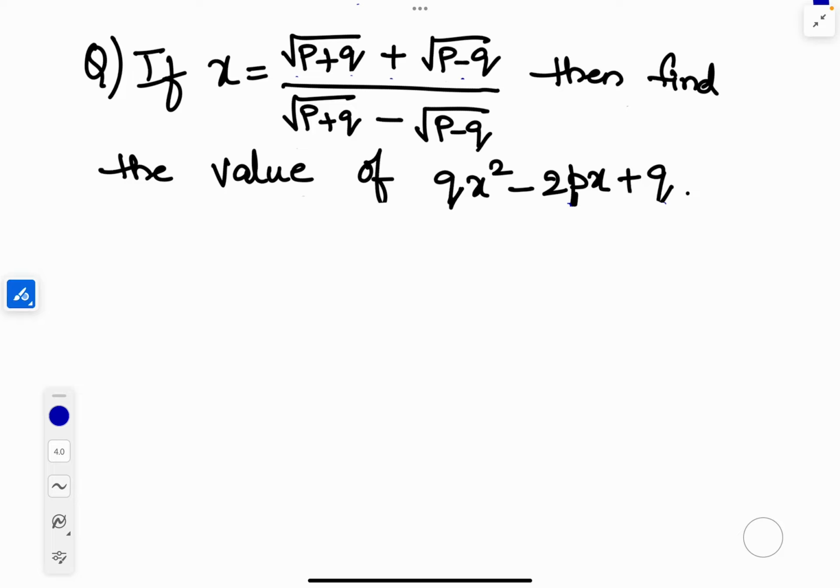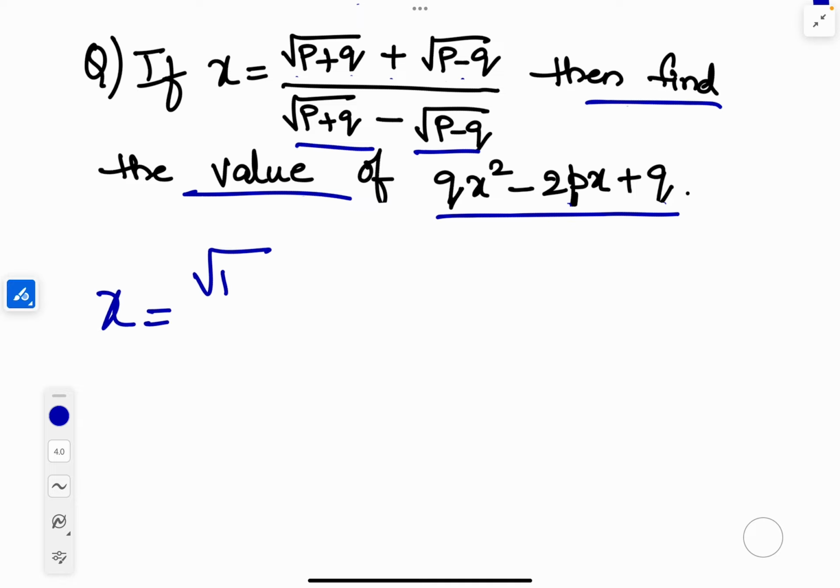This is an interesting question. If x is equal to (square root of p plus q plus square root of p minus q) by (square root of p plus q minus square root of p minus q), then find the value of qx square minus 2px plus q. Now let us take x, whatever is given.